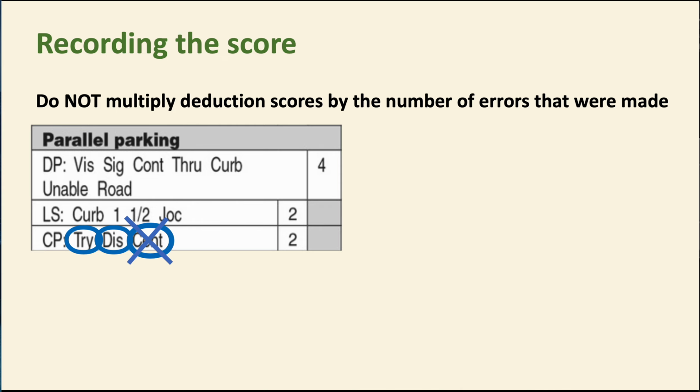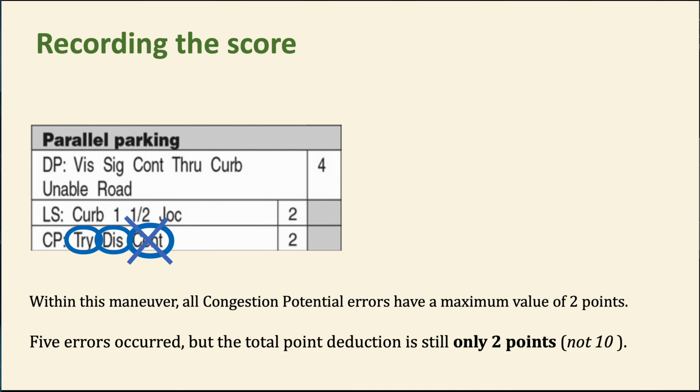Remember not to multiply deduction scores by the number of errors that were made, right? So the most you can lose here is 2 points. 5 errors occur, but the total point deduction is still only 2 points, not 10. Only 2. You're like, wow, that was a lot of mistakes. Yeah, but it's still only 2. Although really, that's probably a poor example. You won't have 3 instances of not being centered. You could have 3 tries, but not 3 centers. So we probably should correct that. We're going to get a point deduction for this presentation.